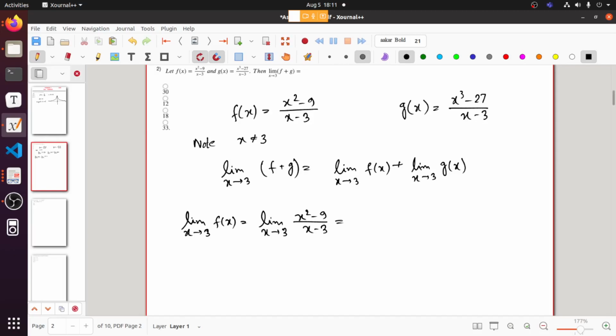Now you can factor the numerator. It will be (x plus 3) and (x minus 3). Now here one question: can you cancel x minus 3? Can anybody say it? Can you cancel here or not? Yes.